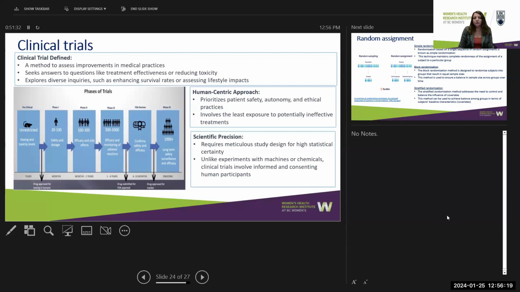And we need to involve the least exposure to potentially ineffective treatments. And so we need scientific precision. We need very detailed study design. We need high statistical certainty. And we need to look at a lot of things to make our clinical trials work well.